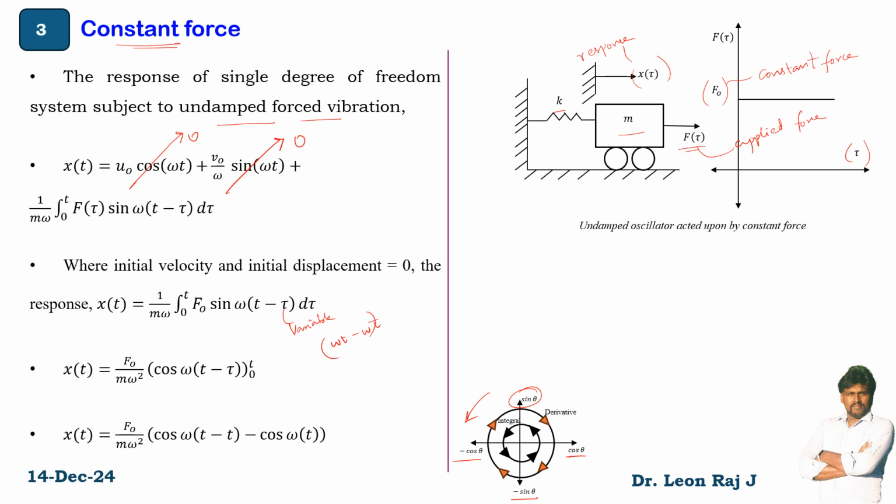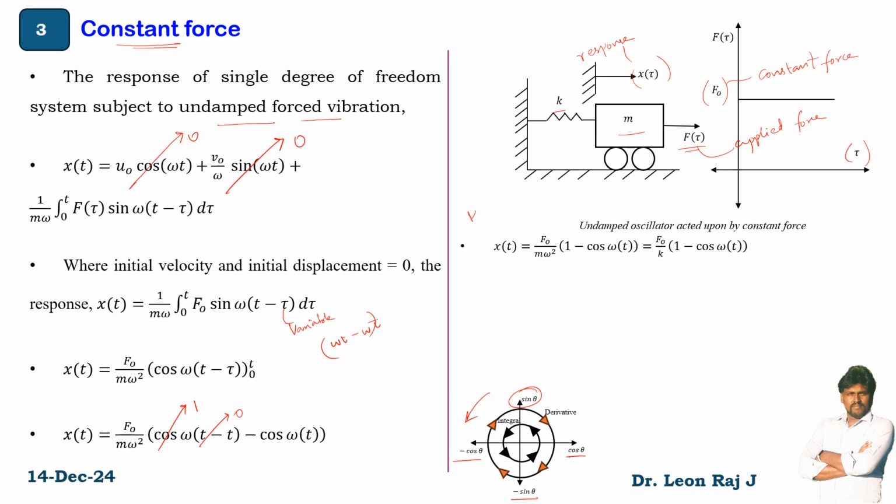Just applying the limits, f0 by m omega square cos omega (t minus t). So this will become 0, and your whole term will be cos 0 equal to 1 actually. So the cos term will be 1, so you will get the answer f0 by m omega square.